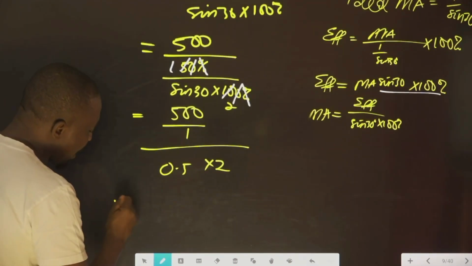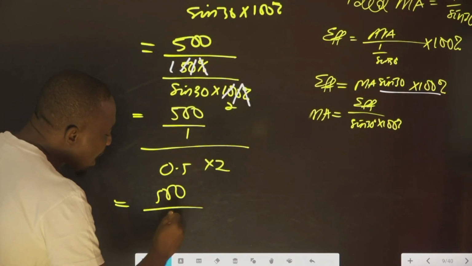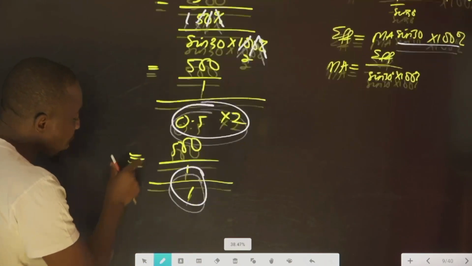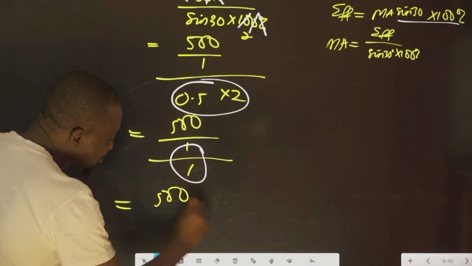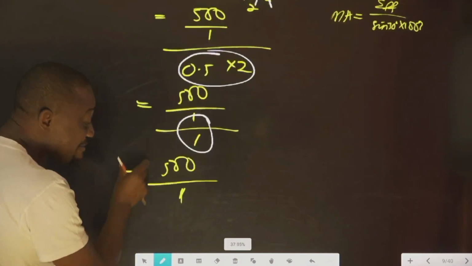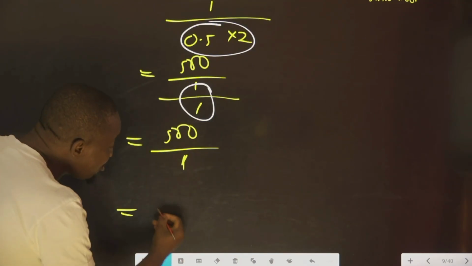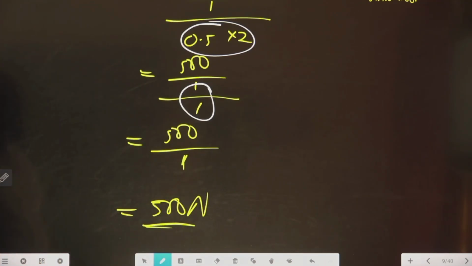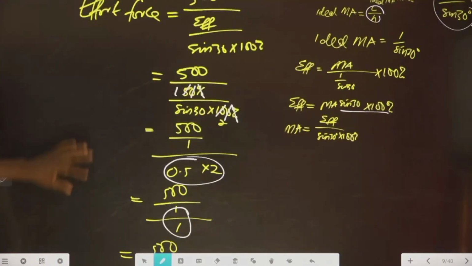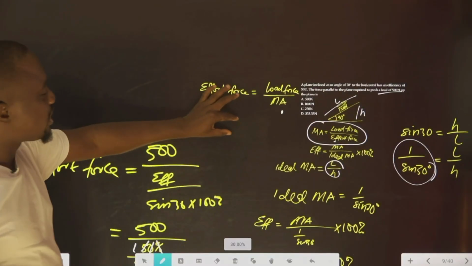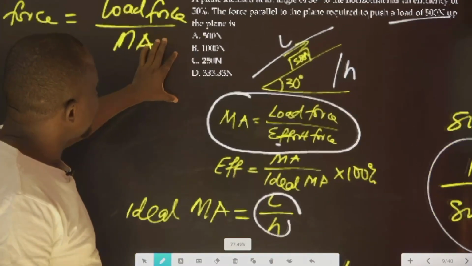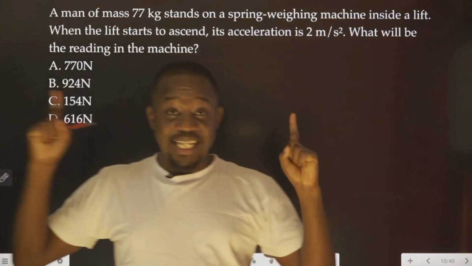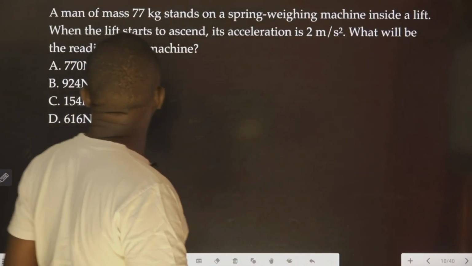You agree with me now? We are having 500 over 1 over this, which will give us 1. 1 divided by 1 is 1. Okay, let me just make you happy. 500 divided by 1 again is 500. Do you want us to continue? So the answer is what? 500 Newton. Okay, 500 Newton. Yeah, 500 Newton.